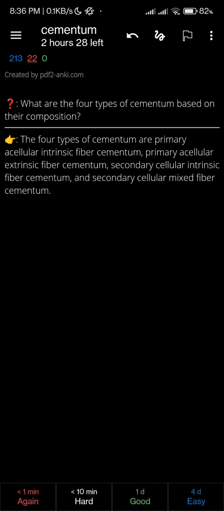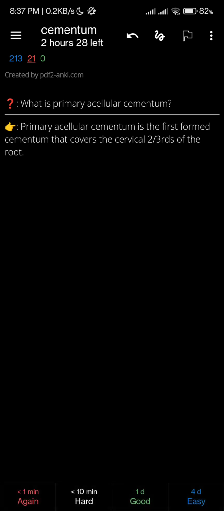Okay. What are the four types of cementum based on their composition? You can classify them into primary acellular intrinsic, primary acellular extrinsic, secondary cellular intrinsic, and secondary cellular mixed fiber cementum, based on their composition. So what is primary acellular cementum?